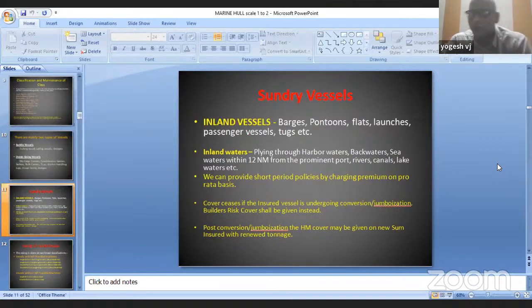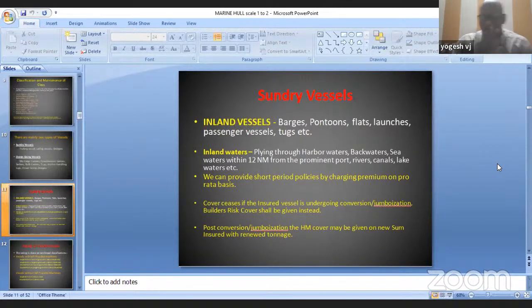So, vessels plying through harbor waters, backwaters, sea within 12 nautical miles from the prominent port, rivers, canals, lakes, waters, etc. Now, we can provide short period policies by charging premium on a short period basis, short rate or pro rata basis. Then cover ceases if the insured vessel is undergoing conversion or jumboization. If a smaller engine is taken out and a bigger engine is fitted, that is called jumboization. You are increasing the capacity of the vessel. So that is not covered unless an extra premium is paid and the sum insured is increased. Because when you modify it or improve the engine, the sum insured is naturally going to increase. So we have to pay that premium and increase the sum insured accordingly, and only then will this jumboization or conversion of inland vessels be covered.